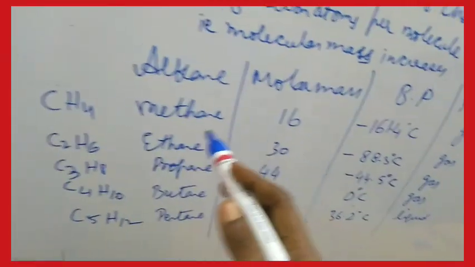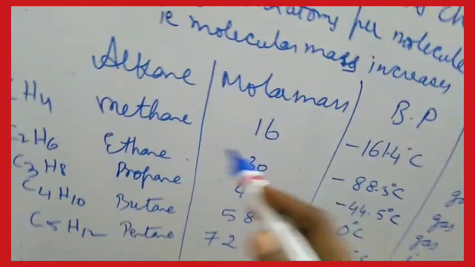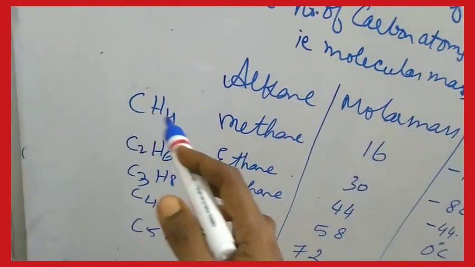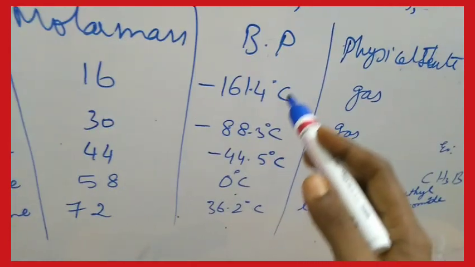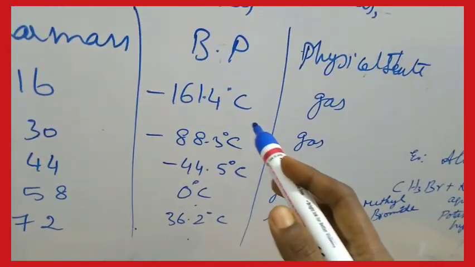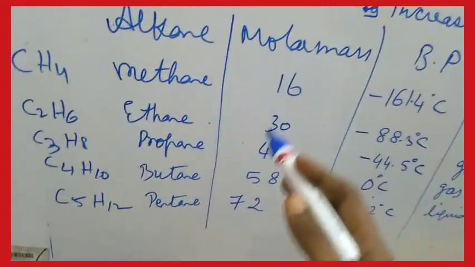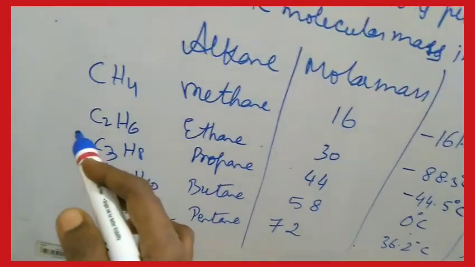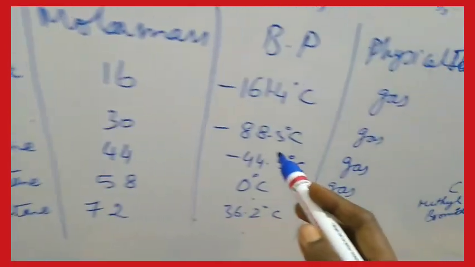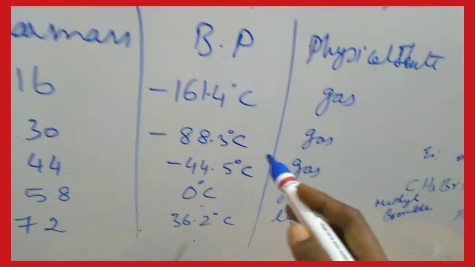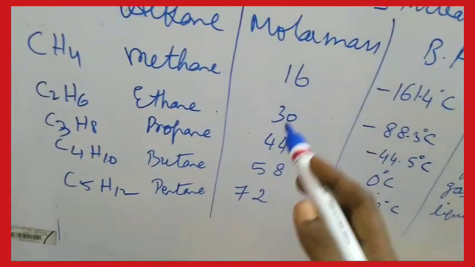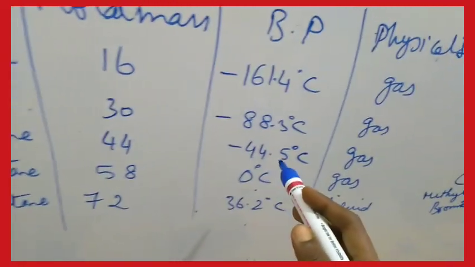methane, CH4, first its molar mass is 16 because carbon is 12 plus 4, 16, and its boiling point is minus 161.4 degrees Celsius. Physical state is gas. Second compound which is formed after CH2 is added is C2H6, ethane. Its molecular mass is 30. You have to calculate, C2H6 is 30. Minus 88.3 degrees Celsius. Physical state is gas. Next compound formed is propane. Its molar mass is 44, minus 44.5 degrees Celsius. It is also gas. Okay, fine.